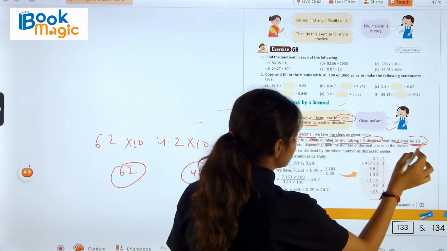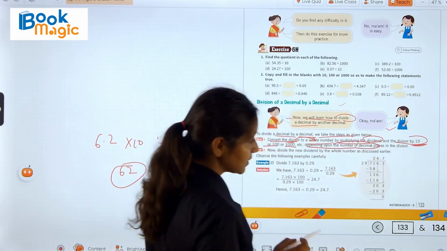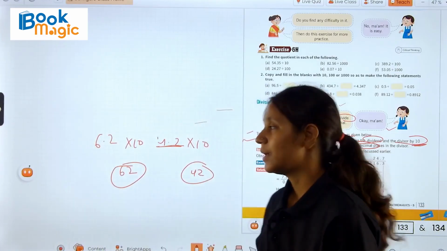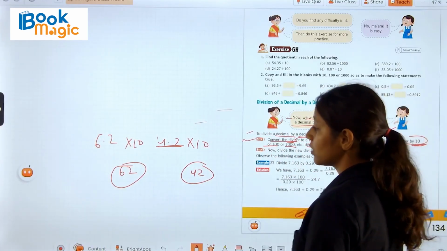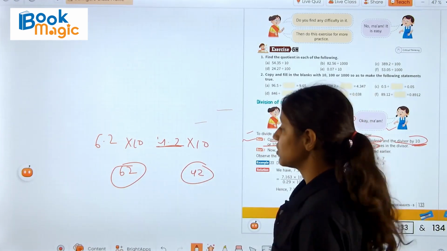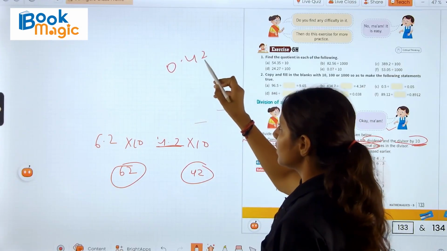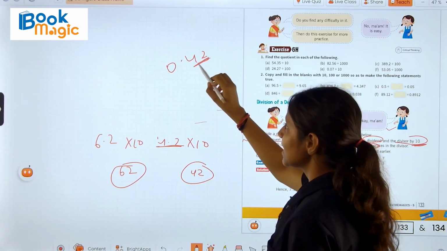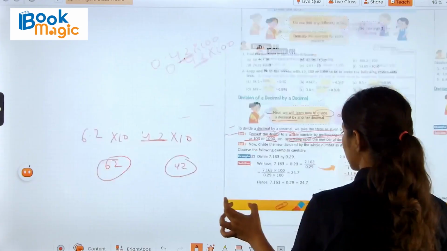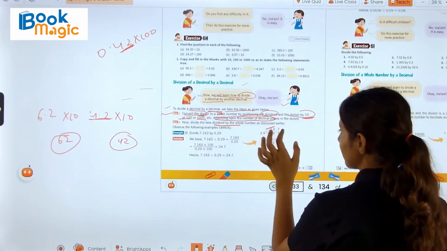And the divisor by 10 or 100 or 1000 etc. depending upon the number of decimal places. Depending on the decimal places, we have to multiply by the same number, like 10 or 100 or 1000. For example, if it is having only one decimal place, you have to use 10 here. If it is like 0.42, that means it is having two places, so you have to multiply it with 100. Now divide the new dividend by the whole number as discussed earlier.